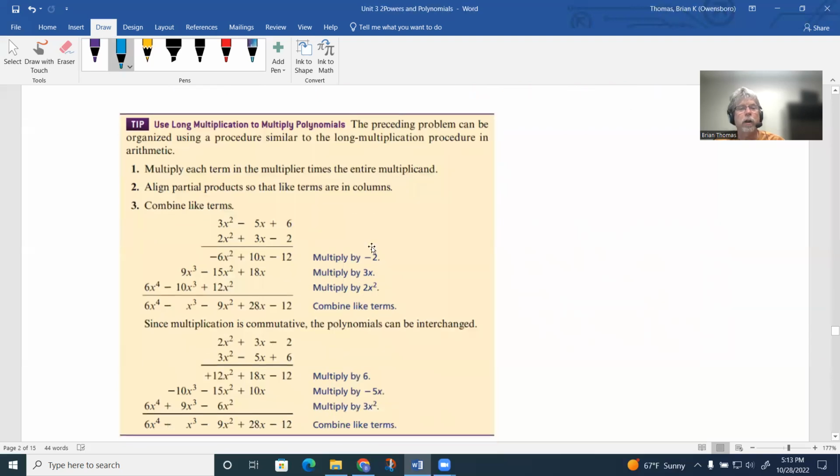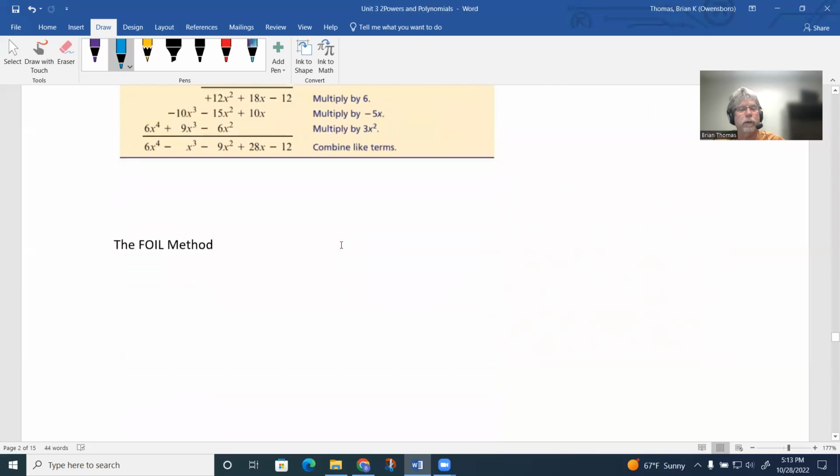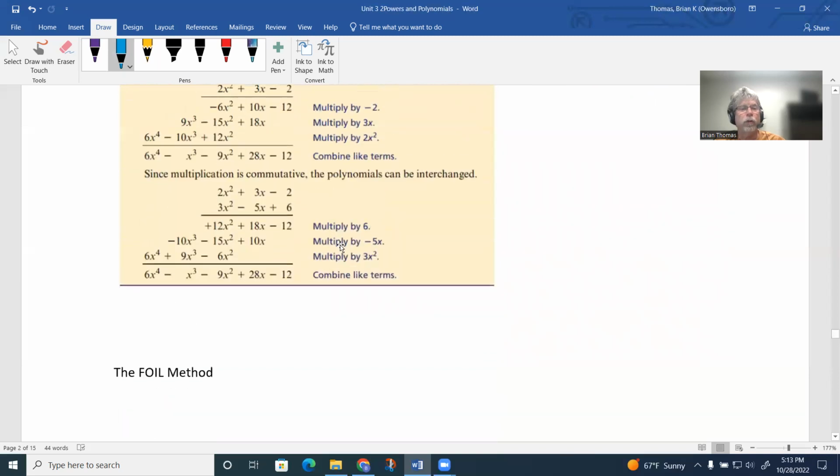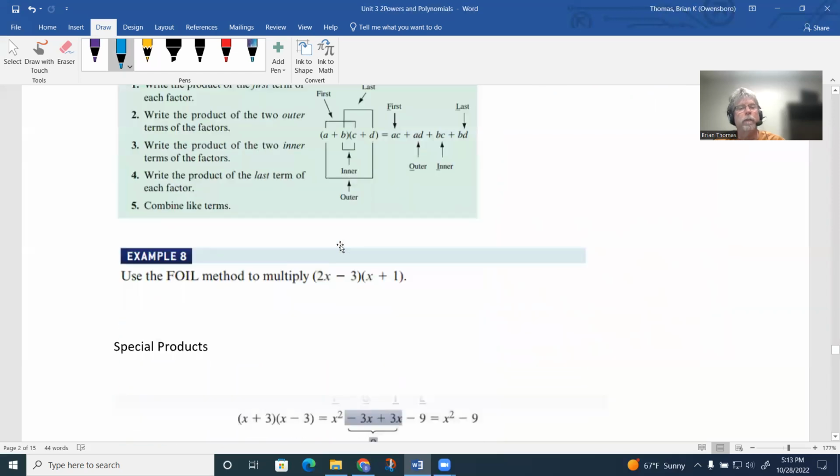So they're also modeling some ways to do it that way. We also have what's called the FOIL method. So in multiplying 2x minus 1 times x plus 3, you may recall it as FOIL, where F stands for first, I stands for inner, I'm sorry, FOIL, can't even spell it, can I? F-O-I-L. Try that again.